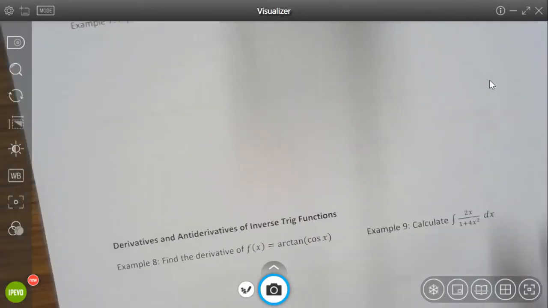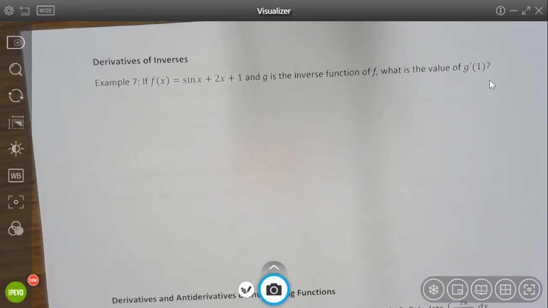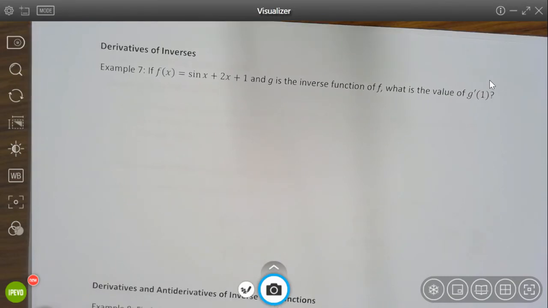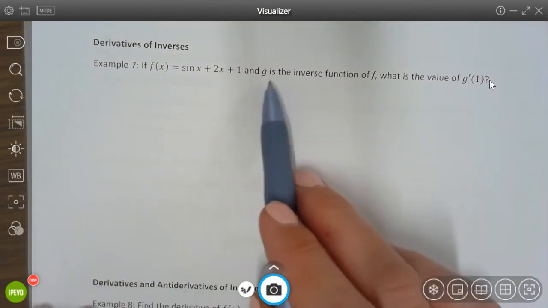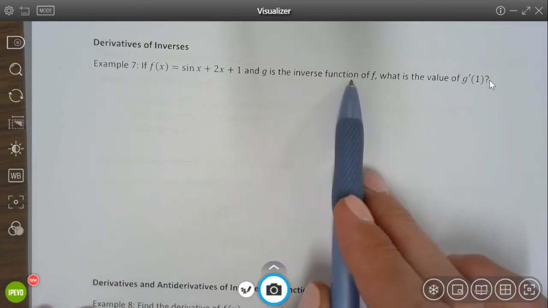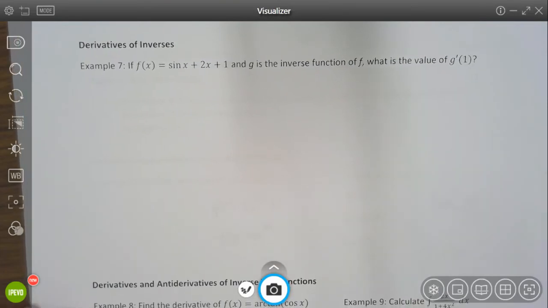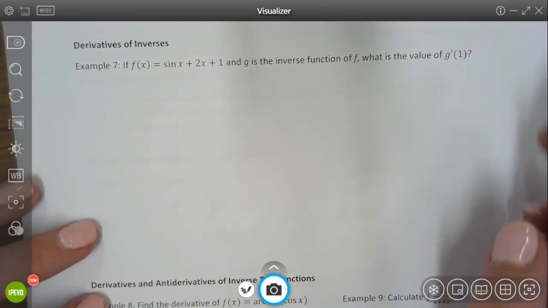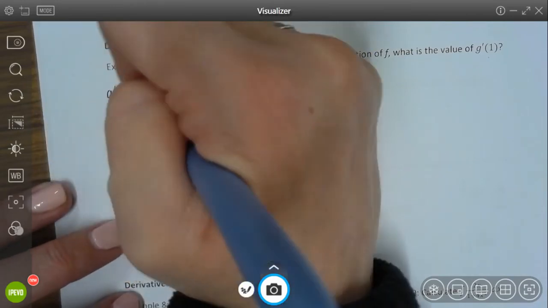Okay, so now we're going to go on to the topic of inverses. The first type of inverse that we talked about was just a general inverse function. So we're given some function f, and we know that g is the inverse of this function f, and we want to know what the derivative of g evaluated at the x value of 1 is. So the first thing we need to do is figure out what g of 1 is, because remember that the formula here would tell us that g prime of 1 is going to be equal to 1 over f prime of g of 1.